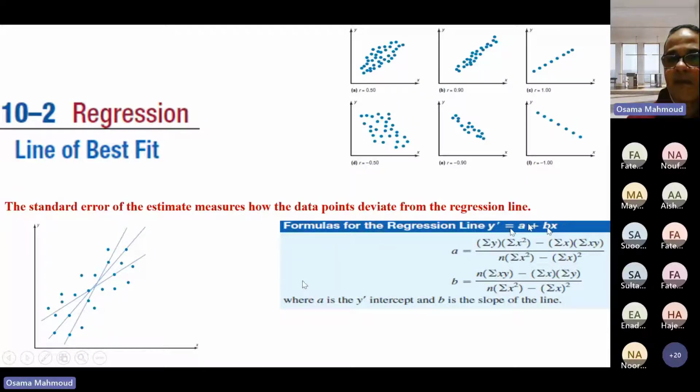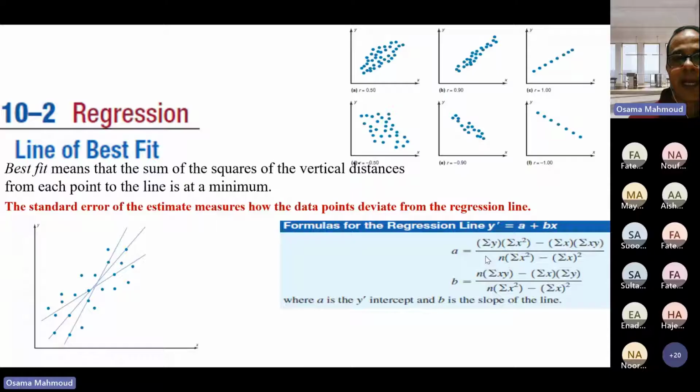So I can get the value of A if I put X equal to 0, then Y will be equal to A. How to find A using X and Y data? How to find B? Also the same. This is the formula to find A and B, okay? So I can find the linear regression equation from the data, as well as the correlation coefficient from my data.